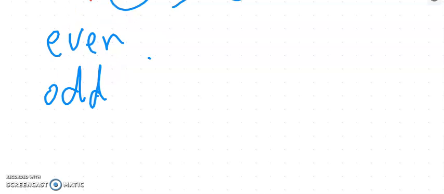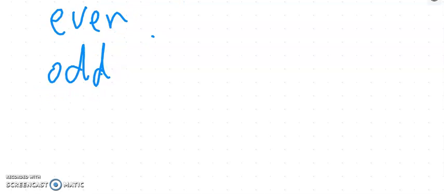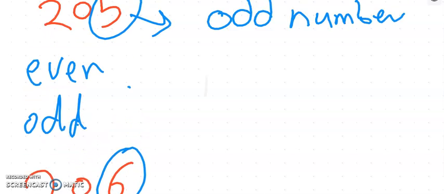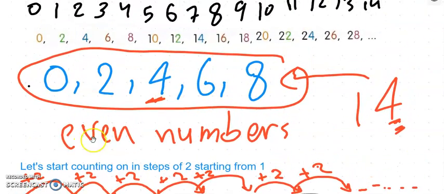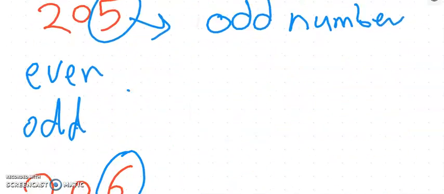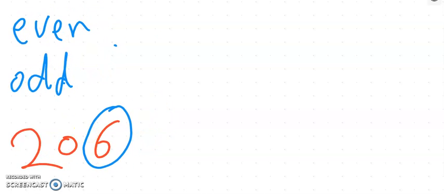If I gave you 206, is this number even or odd? Well, I have to take a look at the ones place. The ones place here is 6, right? Is 6 even or odd? Let's check that. Here are the even numbers, so 6 is an even number. So the number 206 is an even number.